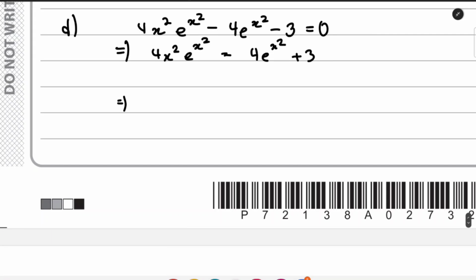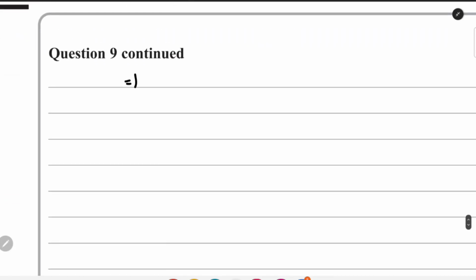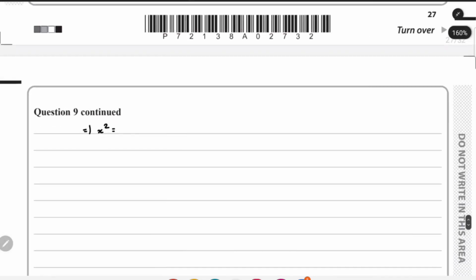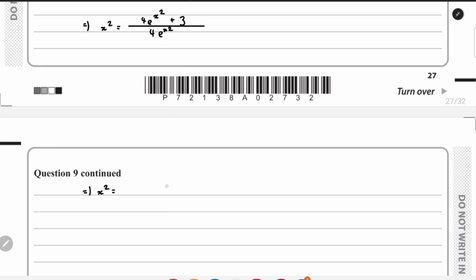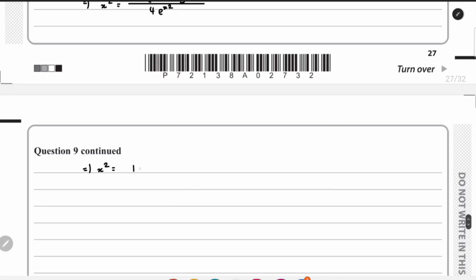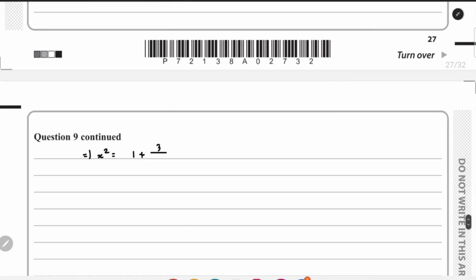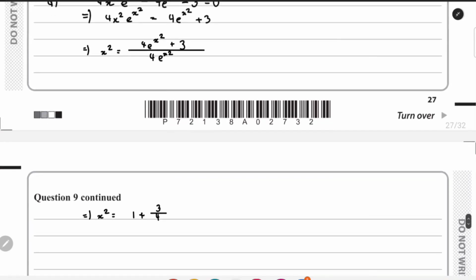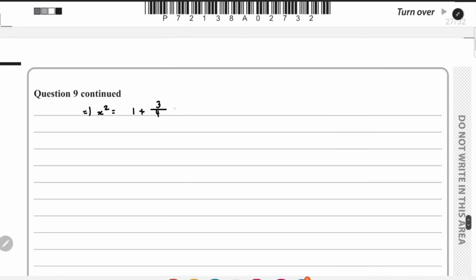Now I can multiply, so I can send e to the power x square to the right. I'll have x square over here, and I'll divide this side with 4 times e to the power x square. So x square becomes 4 e to the power x square divided by 4 e to the power x square is 1, and the second term is 3 by 4 e to the power x square on the bottom, or we can write this down as 3 by 4 e to the power minus x squared.